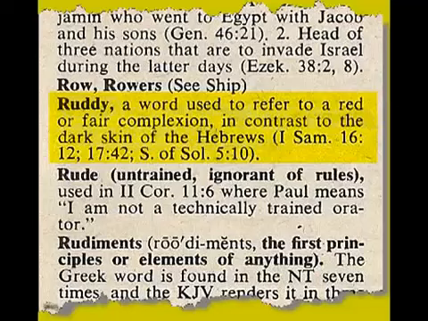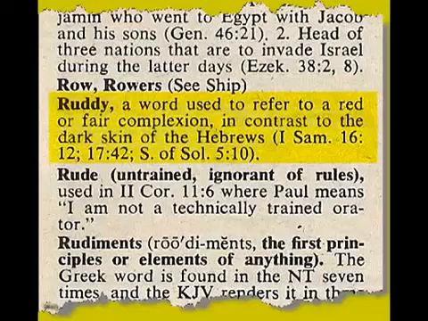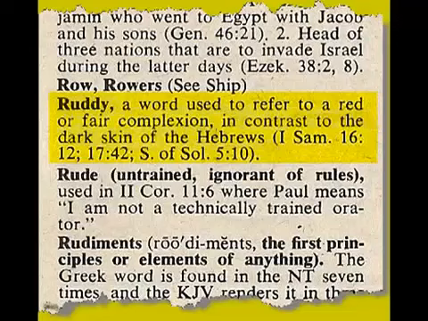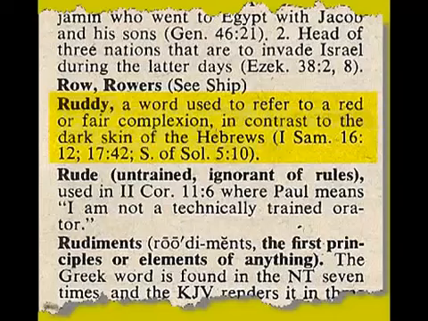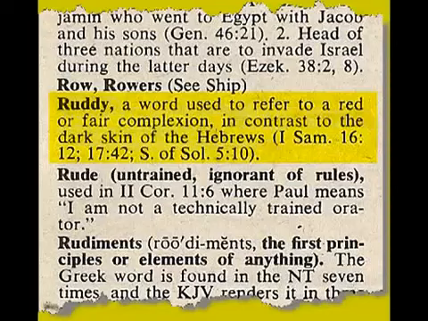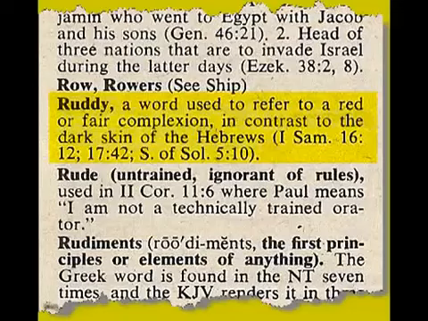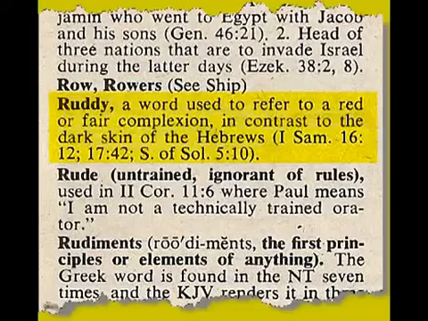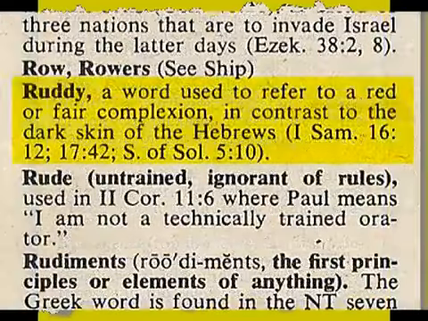So what does that mean? It says a word used to refer to red, which is Esau's color, Adawam, or fair complexion, which they use the word ruddy for King David because he was a light-skinned Jake. So it says the word used to refer to a red or fair complexion. So you can use it either or. It's alternate. Why? Because those colors were different from the dark skin of the Hebrew, as we're going to read on down. And then it gives you 1 Samuel 16 and 12, which we just read, which is talking about King David. 1 Samuel 17 and 42, which is also dealing with King David.